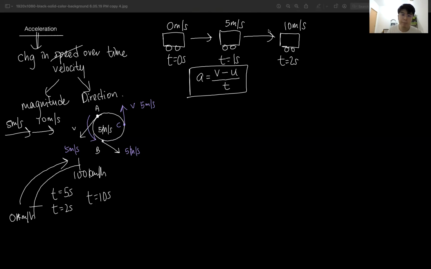So let's say I pick this one as the initial, 0, and this as the final, 10. So I calculate a equals 10 minus 0 divided by how long? From 0 to 10? 1 second here, another second here, so that is 2 seconds. So you get 5 meters/second squared.